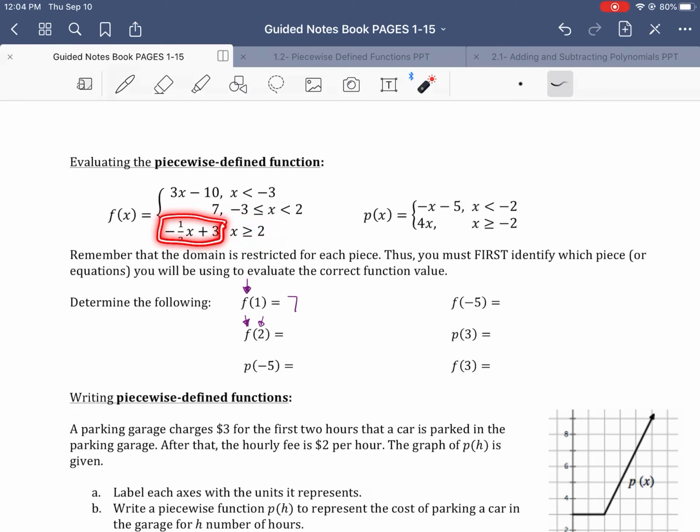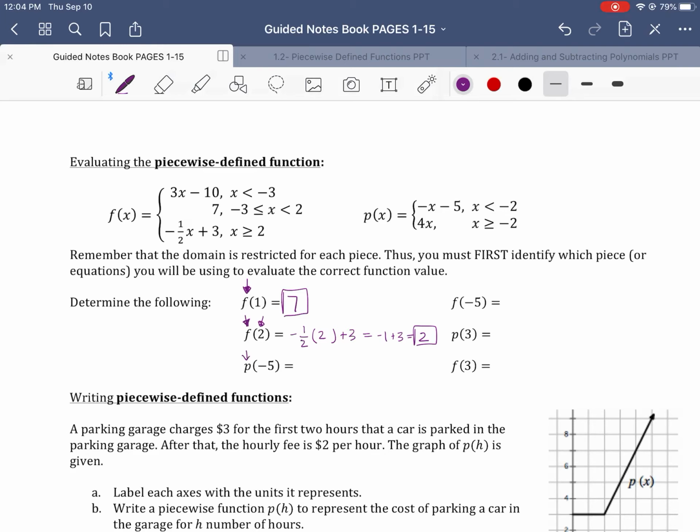So we're going to take this equation and evaluate it. So we've got negative 1/2 x plus 3, and again we're plugging in a positive 2. So we put the 2 in there. Then we just evaluate. So negative 1/2 times 2 is negative 1, plus that 3 would equal 2. And I'll box those so we can see them.